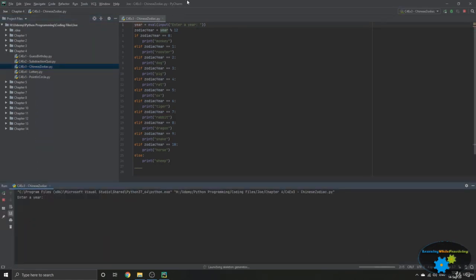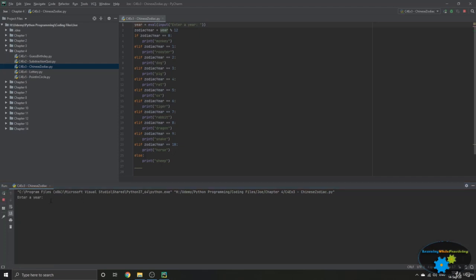So for example, if we enter the year 1987, we get that it's the rabbit year. So it means that the division of 1987 by 12 gives me a remainder of 7. So 1988 shall be the dragon.